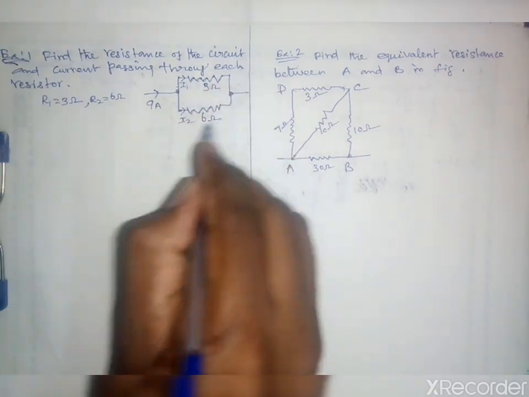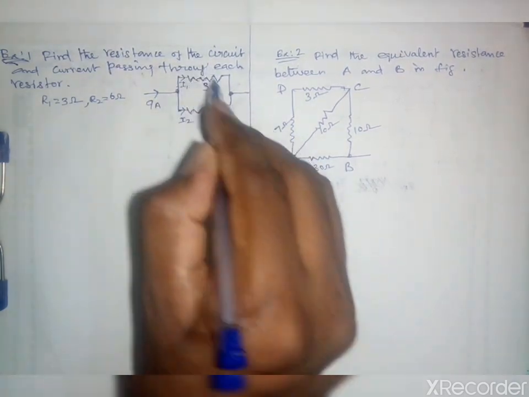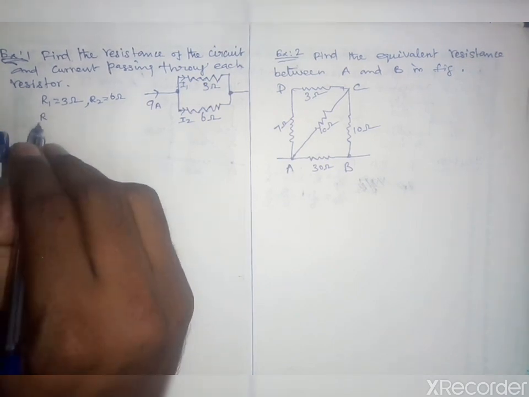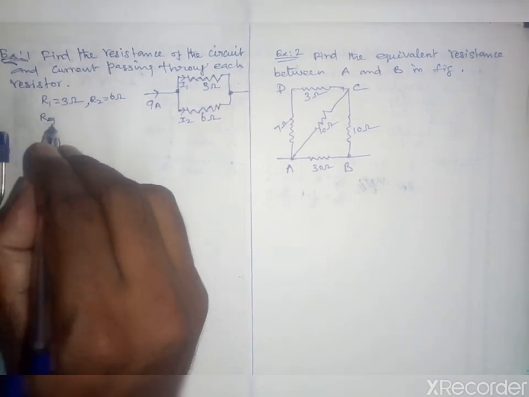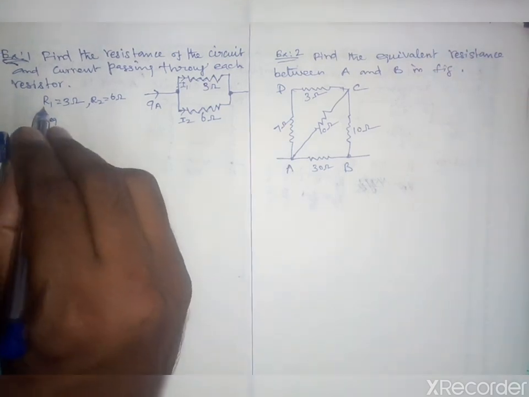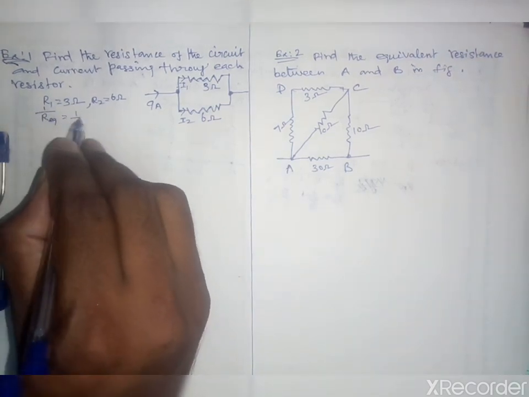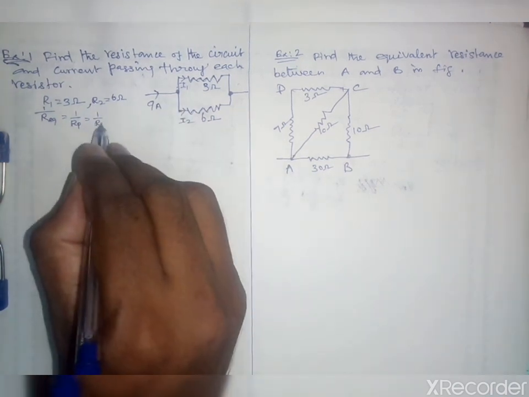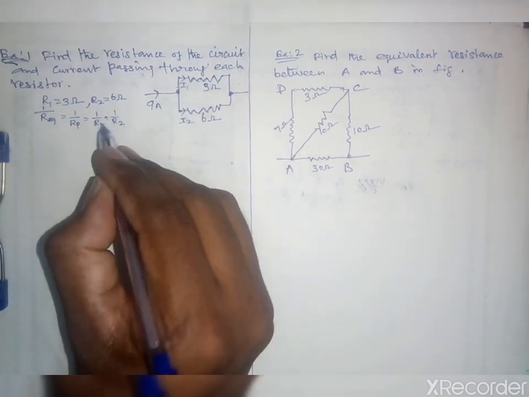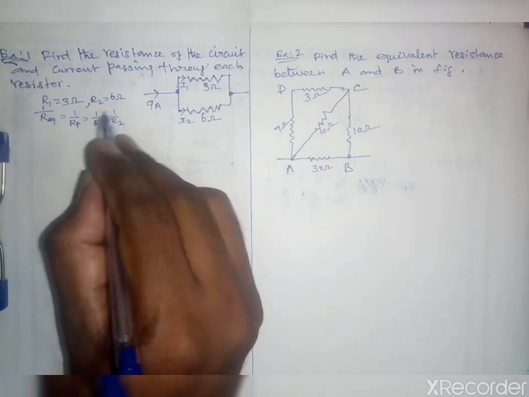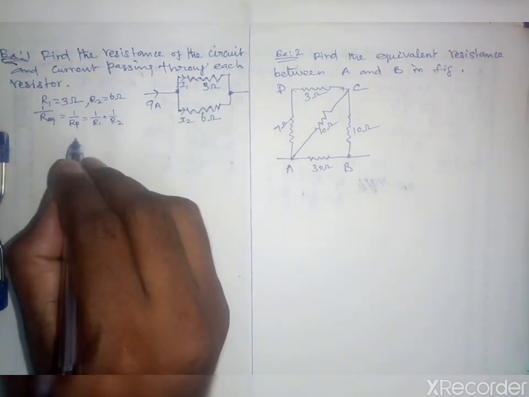These two resistors are connected in parallel. So the very important thing is that this is a parallel connection. So for a parallel connection we should write 1 by R equivalent, or 1 by RP, equal to 1 by R1 plus 1 by R2. This is the formula we know, that is, the sum of the reciprocals of the individual resistances.